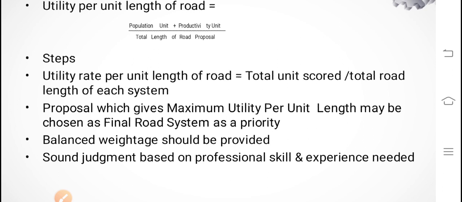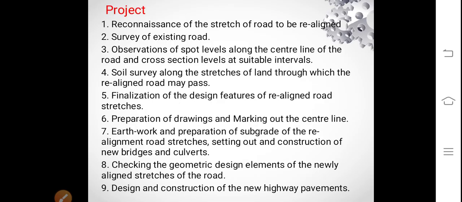The second higher value may be considered as second priority. Third higher value may be considered as third priority, and so on. Balanced weightage should be provided. Sound judgment based on professional skill and experience is required in this process of preparation of master plan.